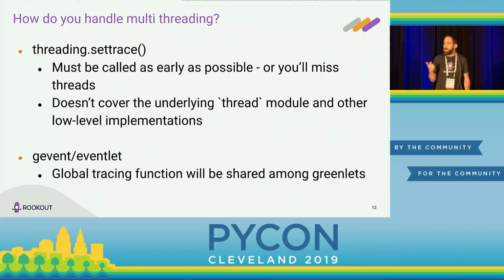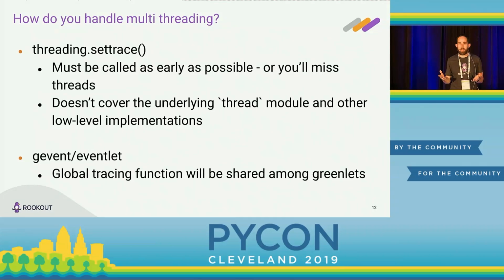Now, a couple of things to keep in mind here. If you want to debug a multi-threading application, you want to call threading.settrace as early as possible. Once the thread is started, there is no easy way to set the global trace function for it. The second thing to keep in mind is that this is part of the threading module. If somebody is using the underlying thread module or a different approach to multi-threading, then that's not going to help you, and you need to figure out a different way to do it.